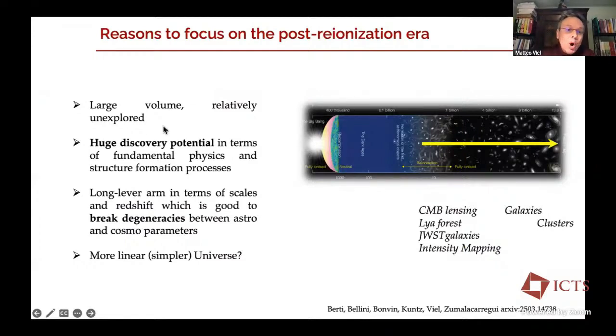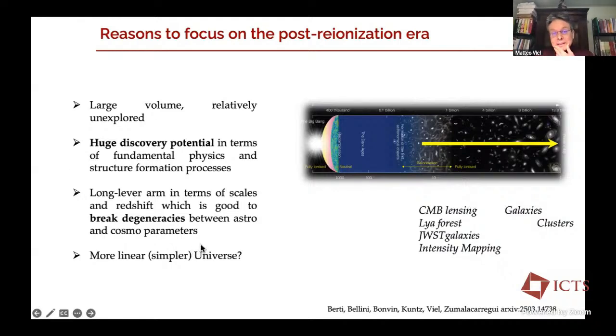So first of all, there is a large volume, which is relatively unexplored. And I hope I will convince you that there is going to be a huge discovery potential, both in terms of astrophysics to some extent, and the structure formation processes, especially in the context of galaxy formation, but also in terms of fundamental physics. The reason is that the large volume and the quite different scales that are being probed by these intensity mapping observables, not only in terms of scales but also in terms of redshift span, will allow us to break the degeneracies between the astrophysical and cosmological parameters.